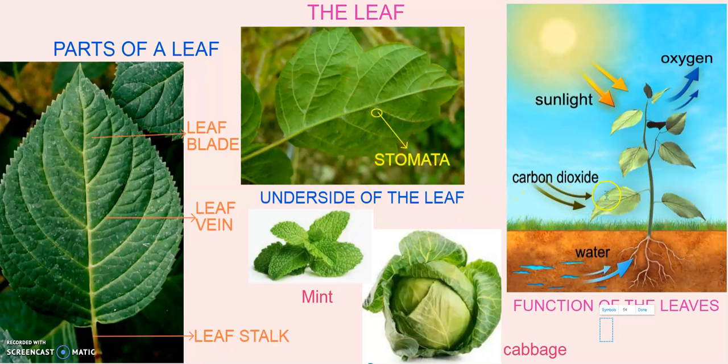And what is the function of the leaves? Leaves, using sunlight and water, make food and produce oxygen. And these are leaves that store food in them, for example mint and cabbage.